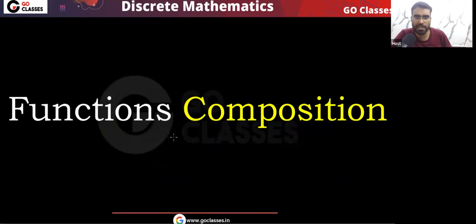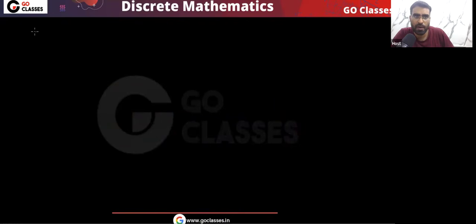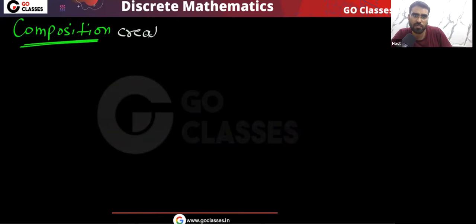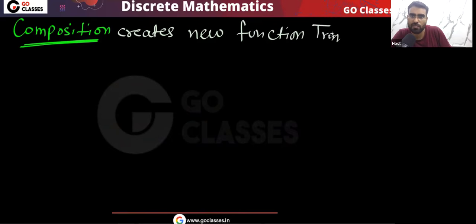So it is a very simple idea: function composition is the operation to create a new function. Remember, this composition actually creates a new function transitively. What that means, let me tell you.